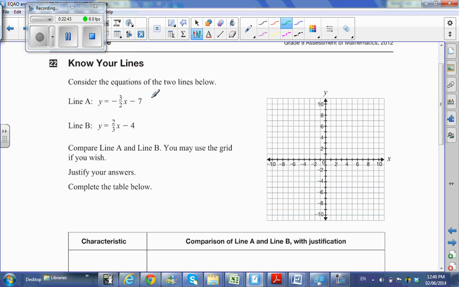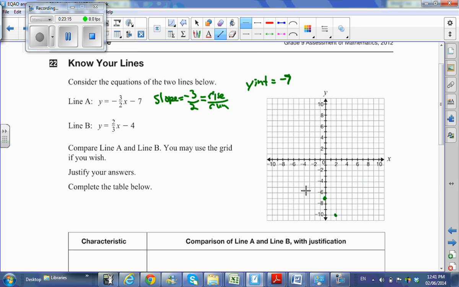So that tells me my slope equals negative 3 over 2, which is rise over run. And my y-intercept is negative 7. So I can start with plotting my y-intercept, and then it says my rise is negative 3. So that means I actually want to drop down 3. 1, 2, 3, and my run is 2. Now it's too bad I can't actually do that again. I'm a little out of space here, but let's go ahead and draw in our line.